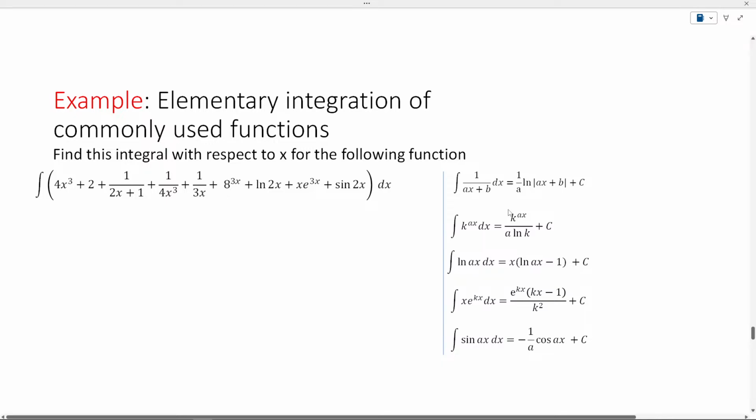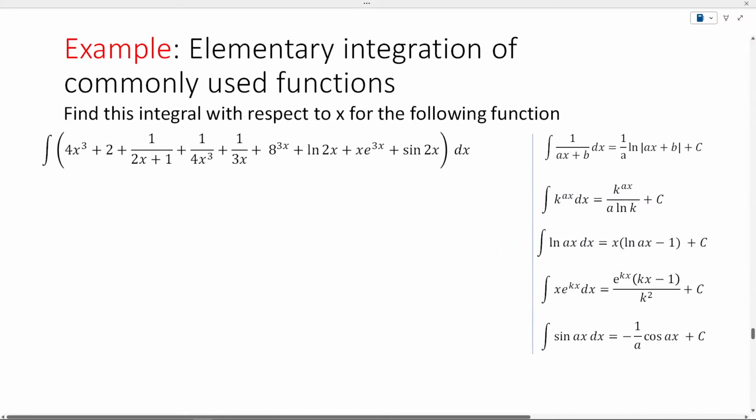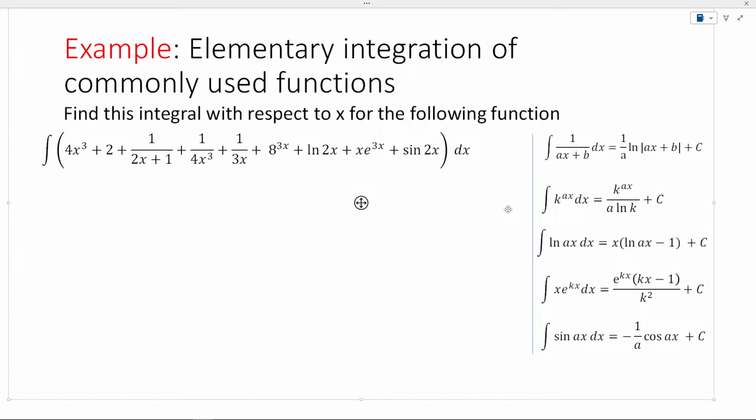Now let's do an example. I mean, these are fun stuff. It's just some easy, simple things to do, and you can just do it. So let's do it here: elementary integration of commonly used functions. I'm going to just integrate these guys one by one.